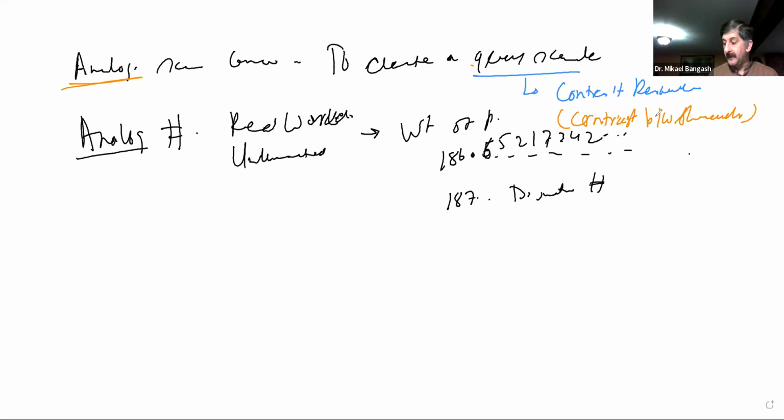The number of people in a room, you can't say we have 10.3 people in the room. Either you have 10 or you have 11. So that's not going to be analog.